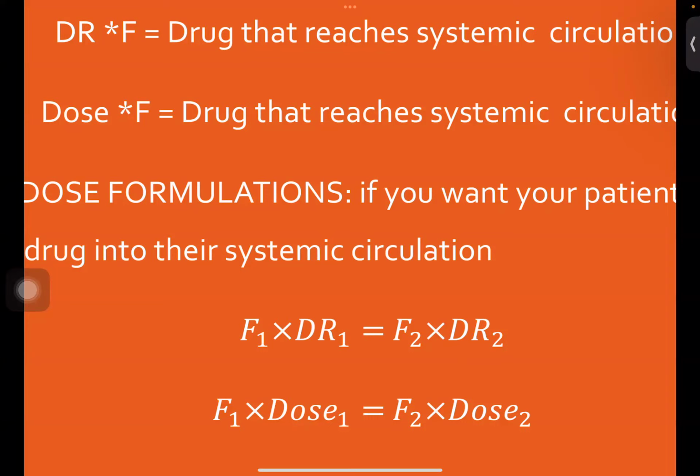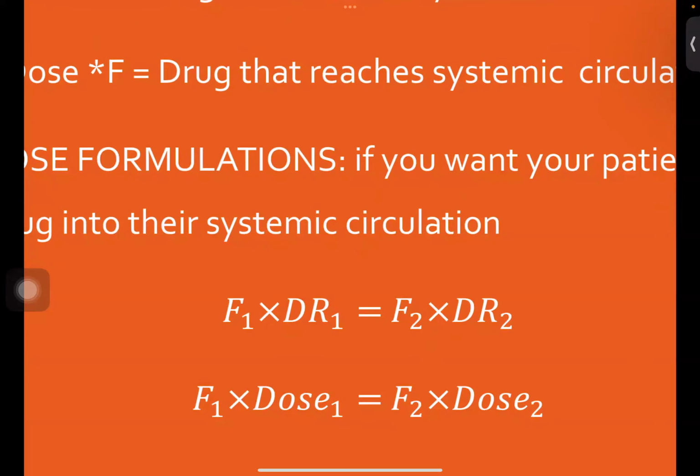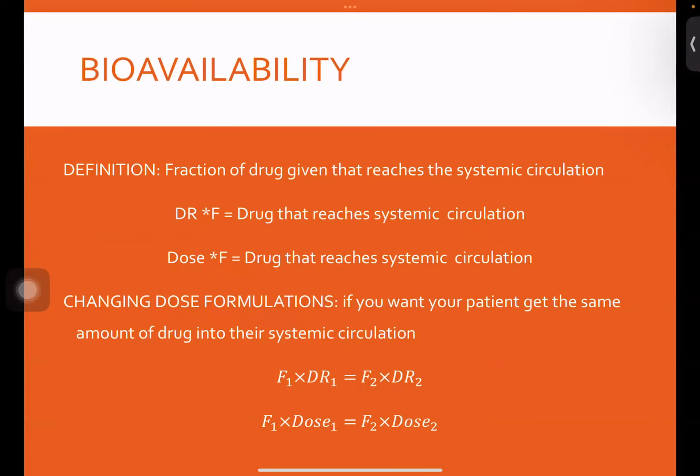You good? Yeah. So bioavailability of first formulation times the dose rate of your first formulation. And then you'd put your bioavailability of your second formulation, and solve for your new dose rate to keep those equivalent. Okay, so that's the equation you need.